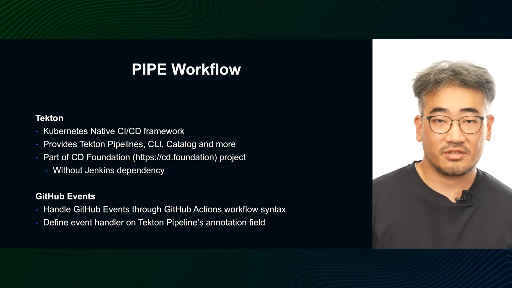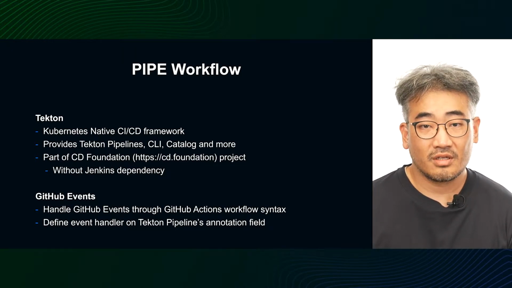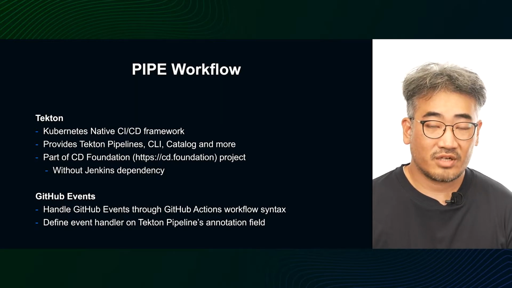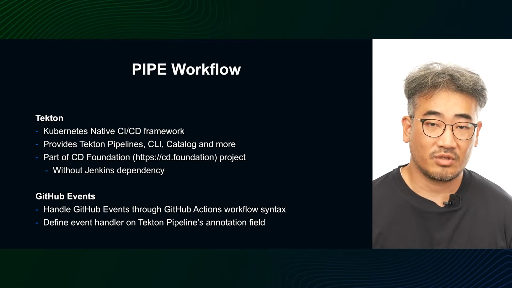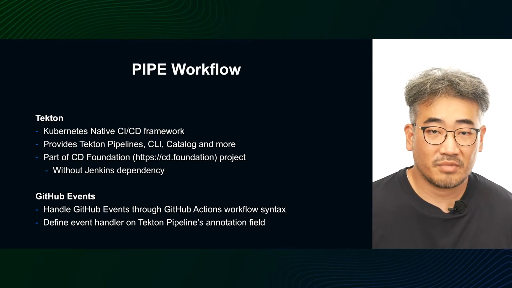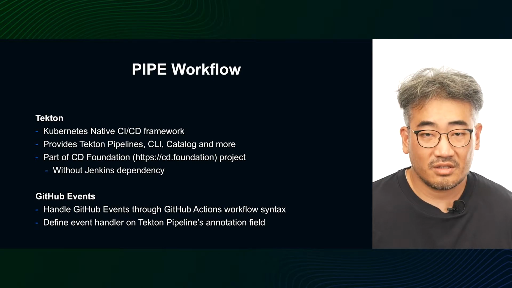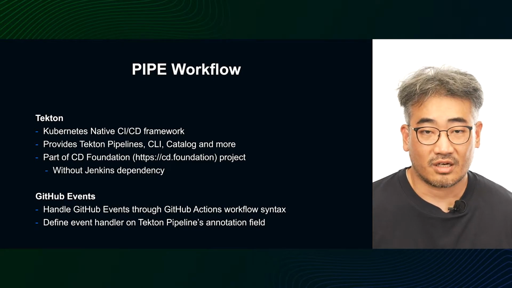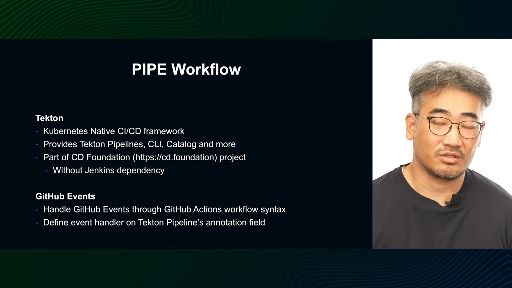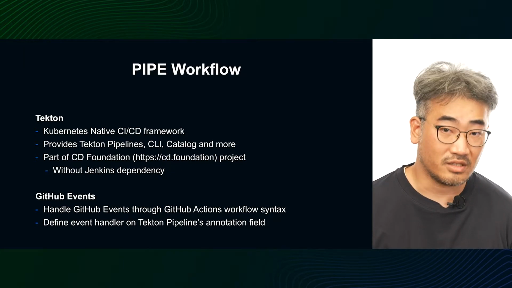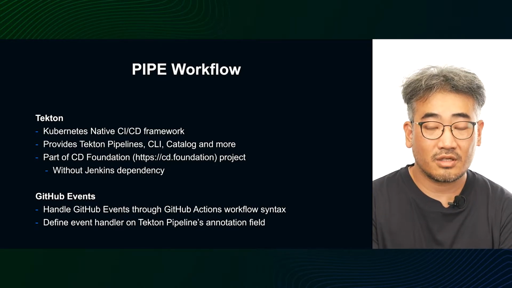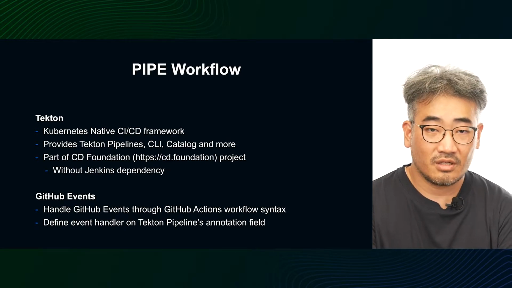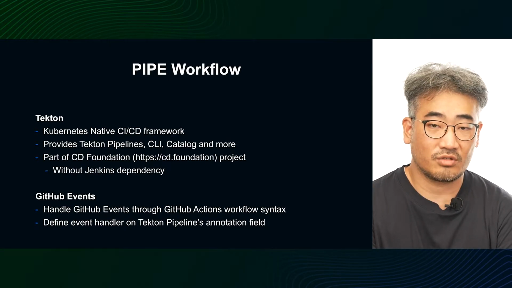Tekton is native CI/CD framework, and we provide Tekton pipeline and CLI catalog and many more services. Tekton is a part of CD Foundation, and it doesn't have any dependency on Jenkins. Other available solutions usually use Jenkins natively, or they have to call Jenkins to use. But for Tekton, it doesn't have dependency, so it can provide the service faster and in a more flexible way. Secondly, GitHub event.